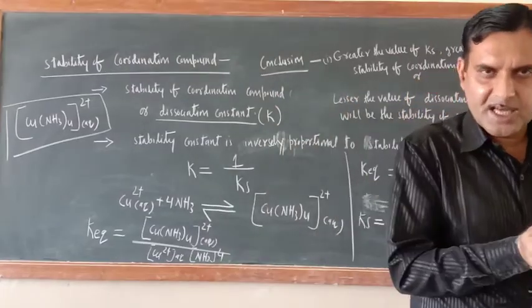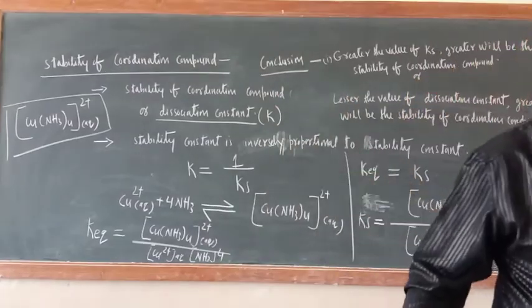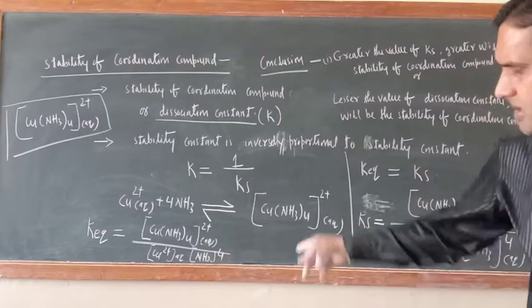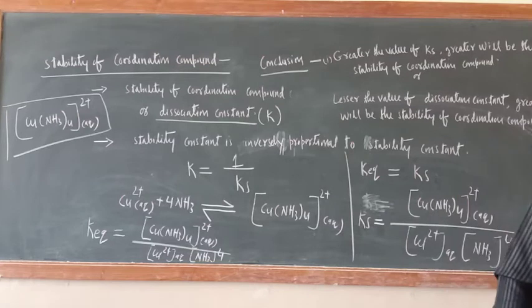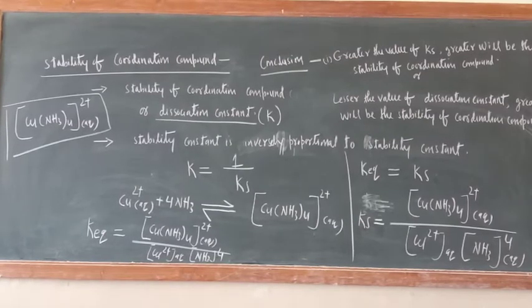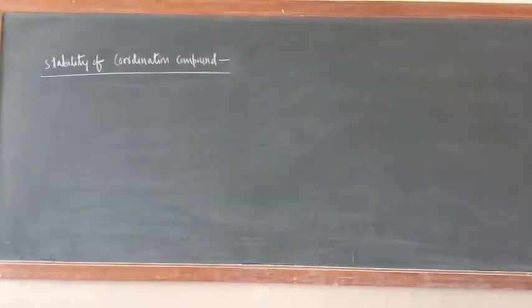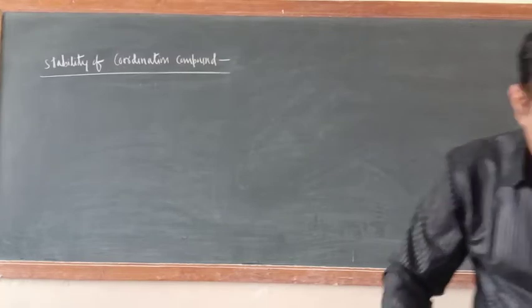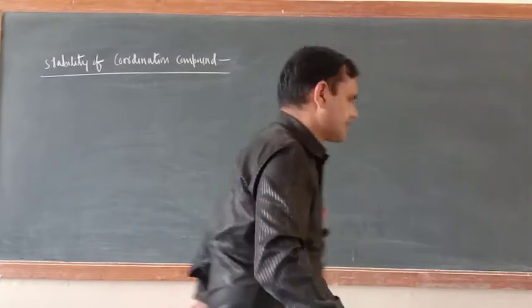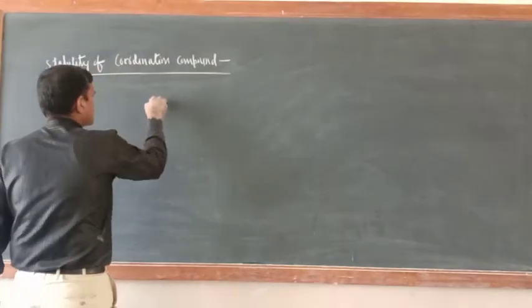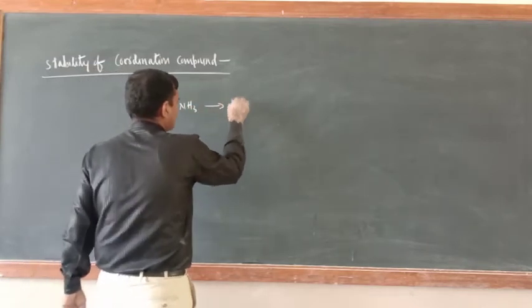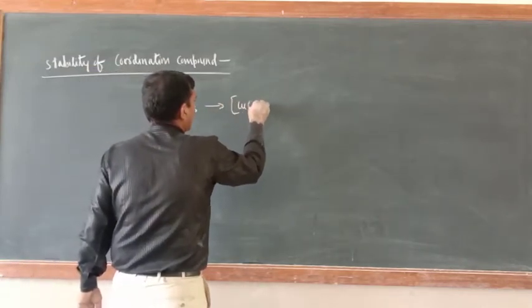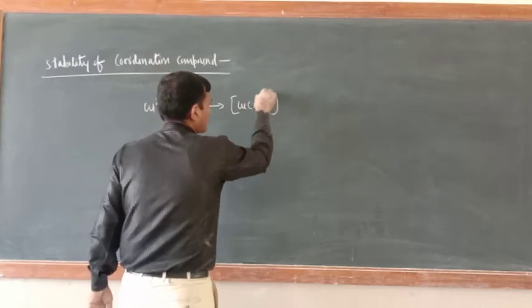Now we'll discuss the stepwise stability constant also. The same reaction can be written in stepwise manner also. So dear cadets, just see that the same reaction can be written in stepwise form. Just see, Cu2+ plus 1 NH3 is equal to [Cu(NH3)]2+. Correct?